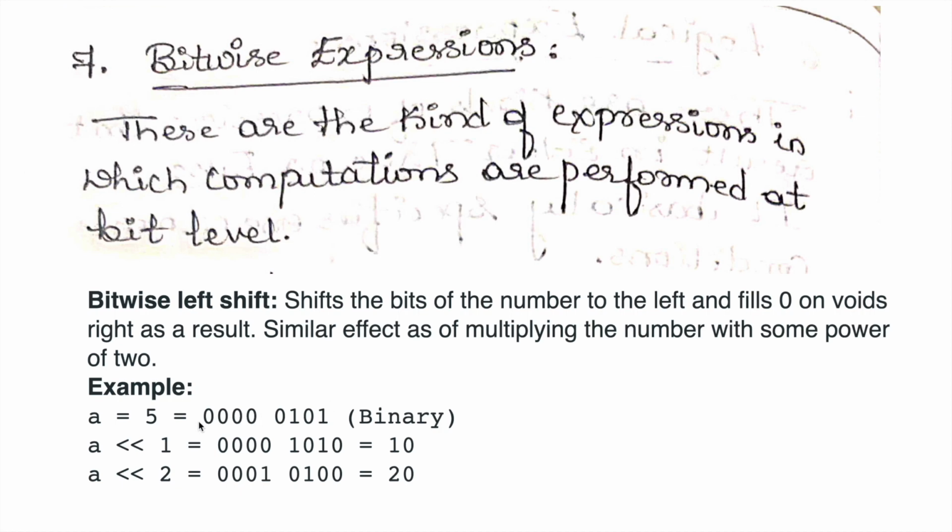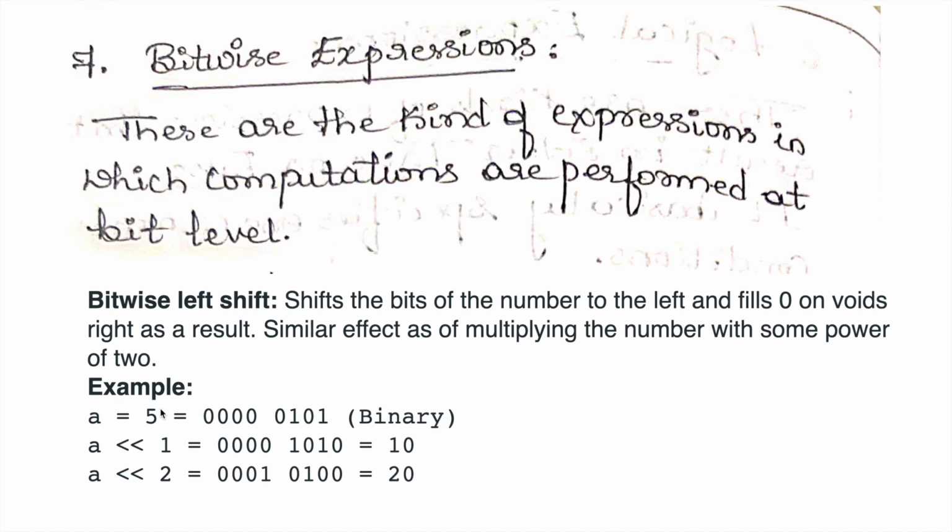One thing you have to remember: to do a bitwise operation, you have to convert your number to binary first. Then you can perform left shift or right shift. Here, the symbol is for left shift. One means you have to shift one bit. If the value is two, you have to shift two bits. So I'm going to explain how bitwise left shift is performed.